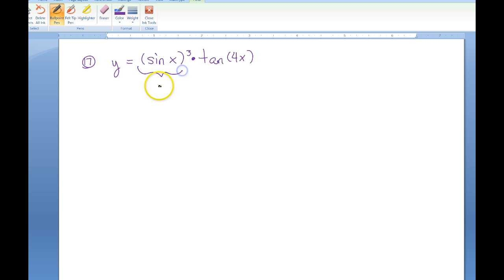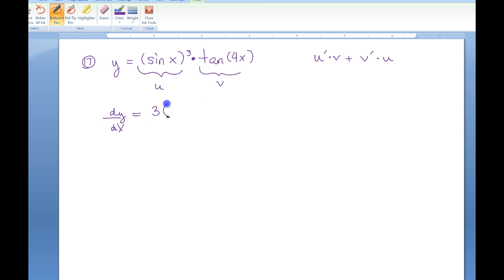Now remember, think of this as u and this is v. So our product rule is going to be u prime v plus v prime u. And when you do u prime, you have to do chain rule. When you do v prime, you have to do chain rule. So if you're one of those people that likes to just separate it and then plug it all in, that's fine. But I think it's good to get in the habit of doing it all in the same step. So dy dx.